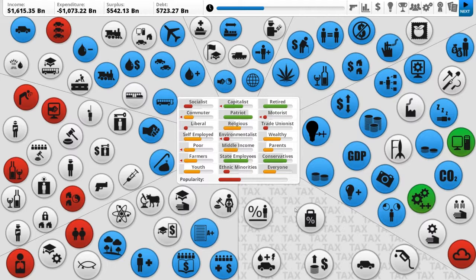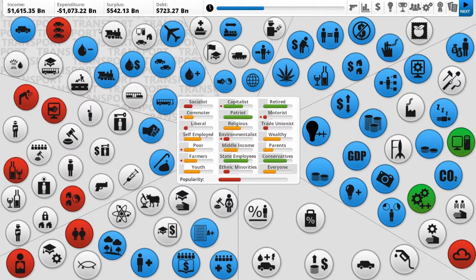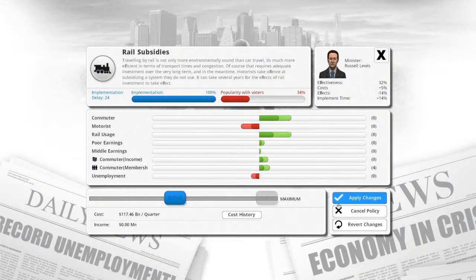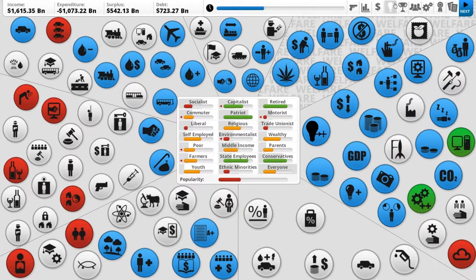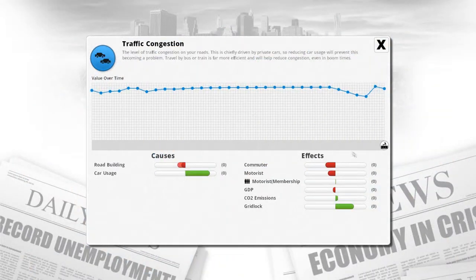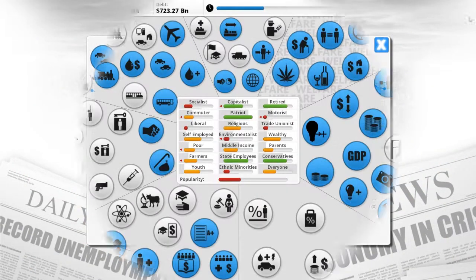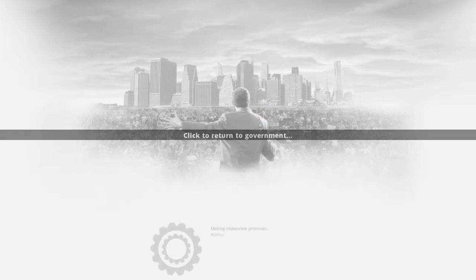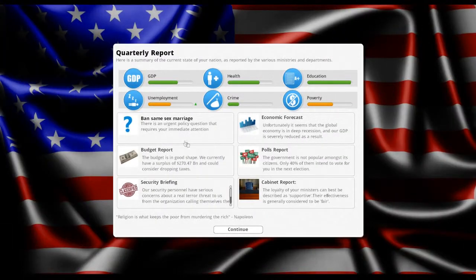Let's see. Here's the rail subsidies. I don't get why motorists don't like you for taking cars off the road. Traffic congestion. Okay, well let's just see how this pans out with what we've done so far. Got a huge surplus so far. Electorate's going up. Unemployment's going up a little bit.